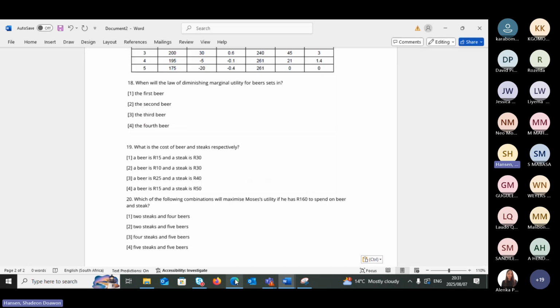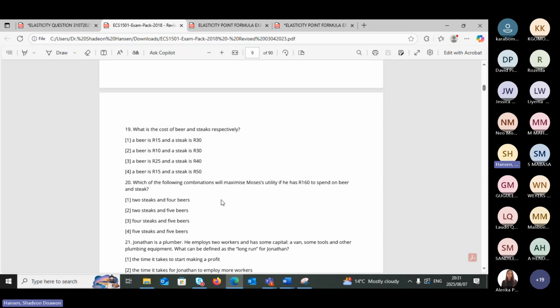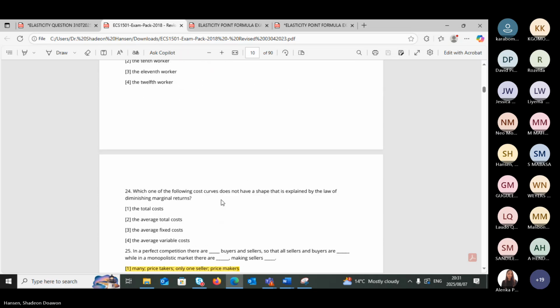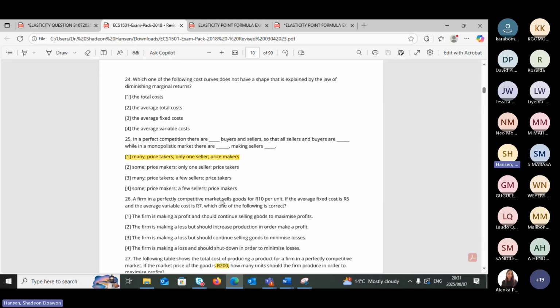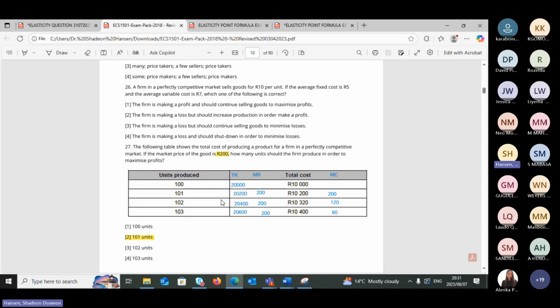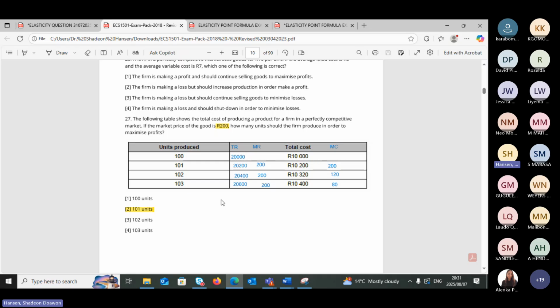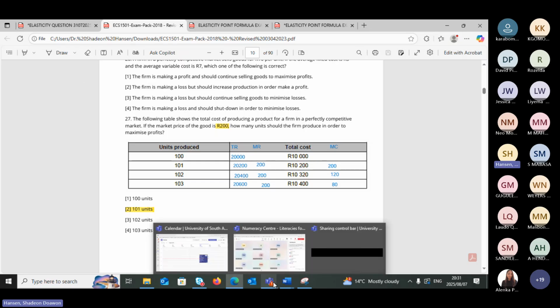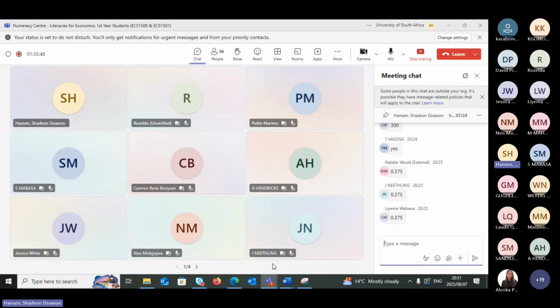Okay, let's look again at our exam pack. There's average total cost, but we don't worry so much about that. There we go, this is interesting. But this is perfect competition. Students, you haven't started with the market structures as of yet: perfect competition, monopoly, oligopoly and monopolistic competition. Am I correct? But please note that those learning units, as I spoke about last week, flow from the production and cost theory.